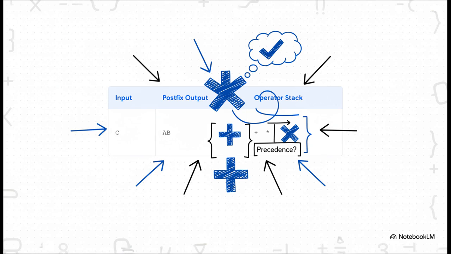And this is why the stack is so perfect for this. Its last in, first out nature means that by putting the stronger operator on top, we're making sure it will be the first one to come off later. It's the perfect way to handle the order of operations.